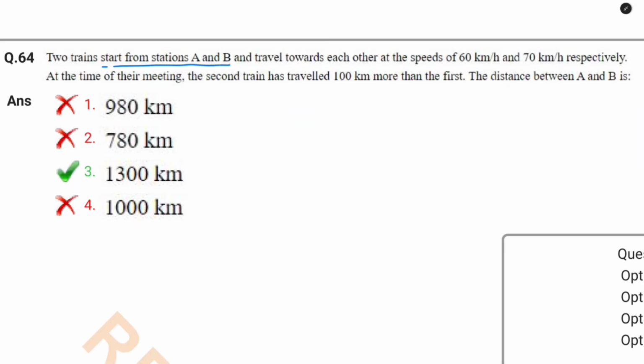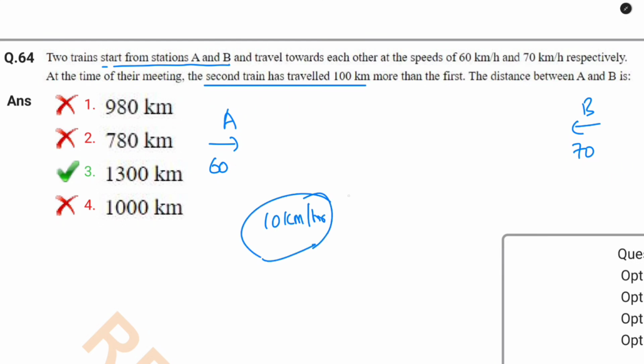Two trains start from stations A and B. Travel towards each other at a speed of 60 km and 70 km per hour respectively. At the time of their meeting, the second train traveled 100 km more than the first. So here the difference between two will be 10 km per hour. So with the extra speed they have traveled 100 km more. So that means it will take 100 divided by 10, 10 hours to reach 100 km difference between these two.